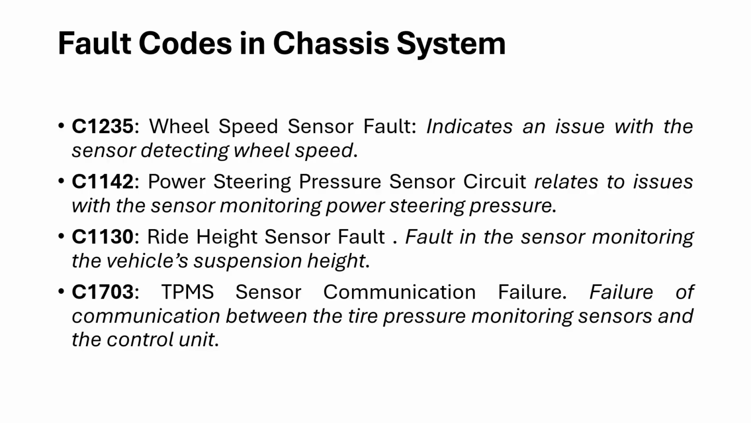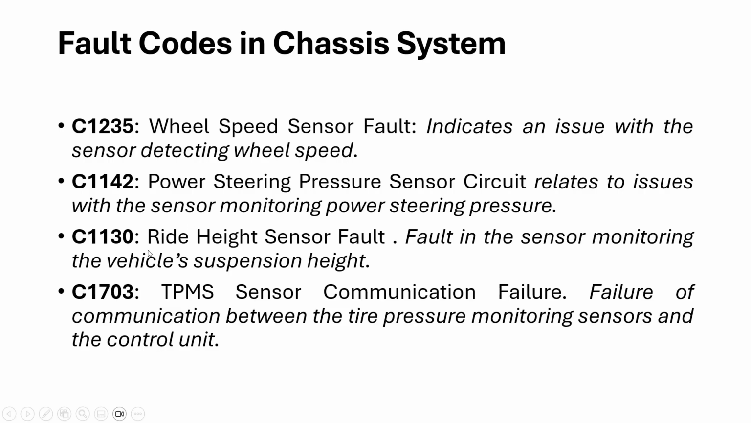The common fault codes in chassis systems could be, first, C1235. This fault code is generated whenever a wheel speed sensor fault is detected. And the C1142 error code is generated whenever the power steering pressure sensor circuit creates some issues for maintaining power steering pressure.